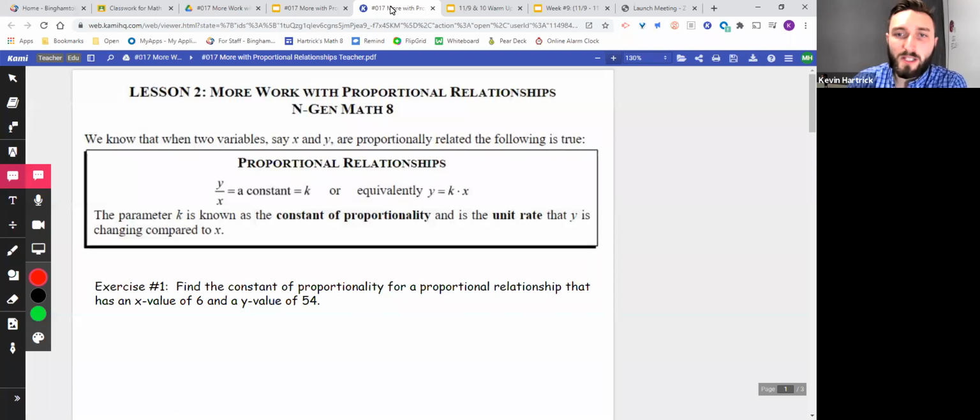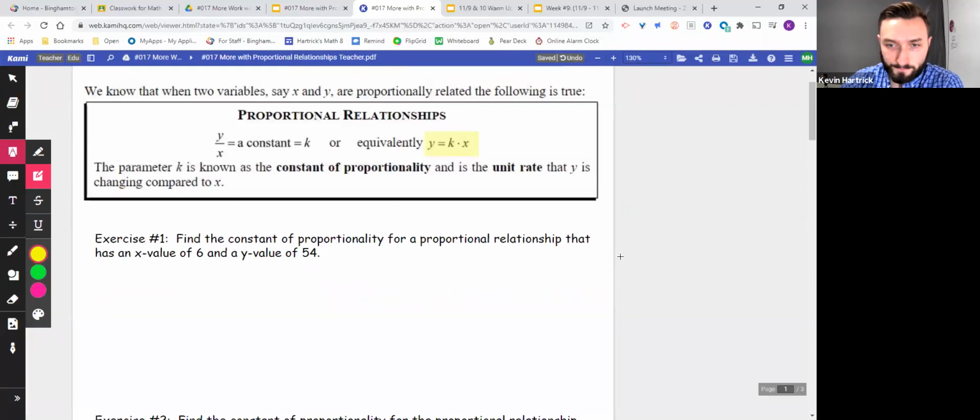All right, so we know that when two variables, say x and y, are proportionally related, the following is true. We can get a constant by taking the y values and dividing them by the x values. This constant is called the constant of proportionality. We use a k to determine that. It is also the unit rate that y is changing compared to x. And we love to use this formula right here, this equation, y equals k times x.